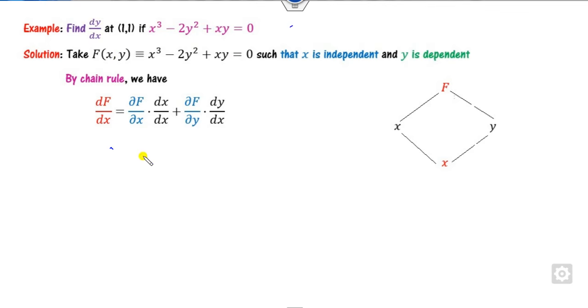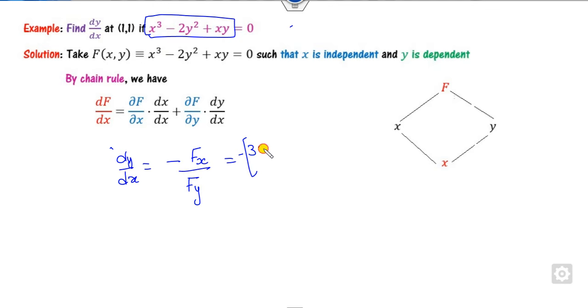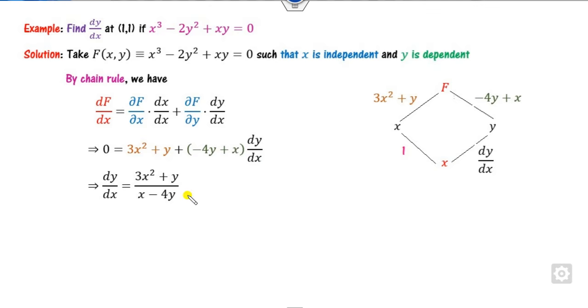How can you find dy upon dx? Either you can write it directly as minus fx upon fy. What is the partial derivative of this f with respect to x? 3x square plus y. Partial derivative with respect to y is minus 4y plus x, that is the required answer. Else you can draw this chain diagram. You can write it like so, and it is the same answer.